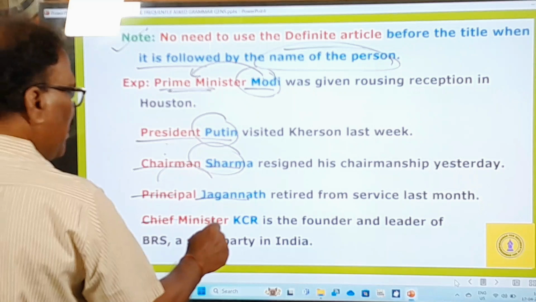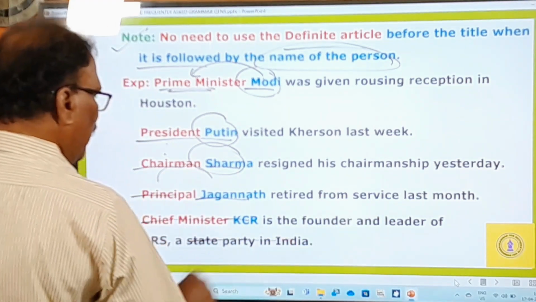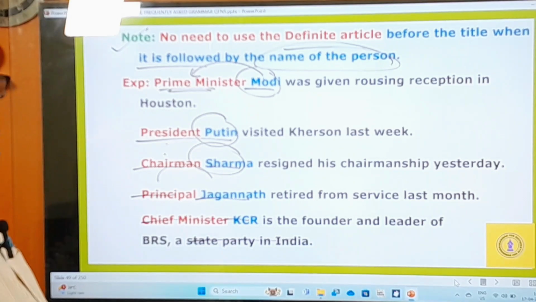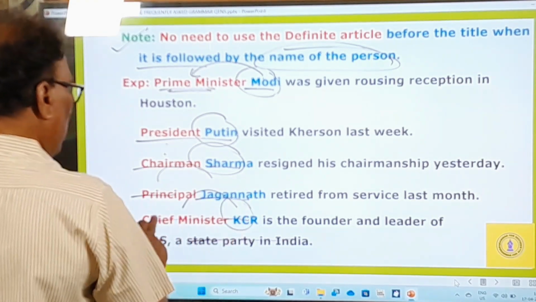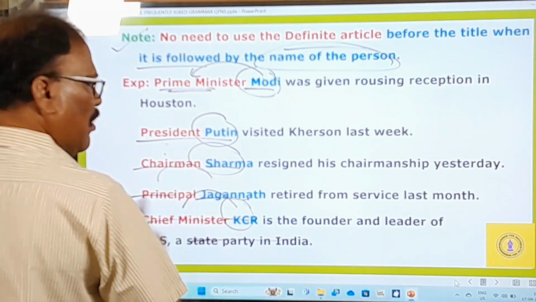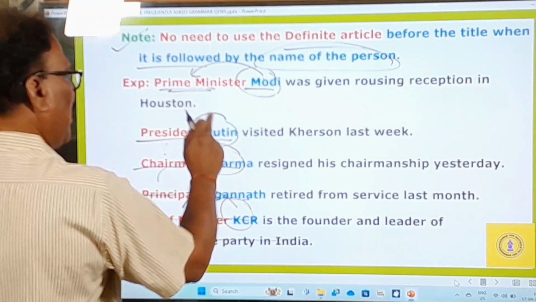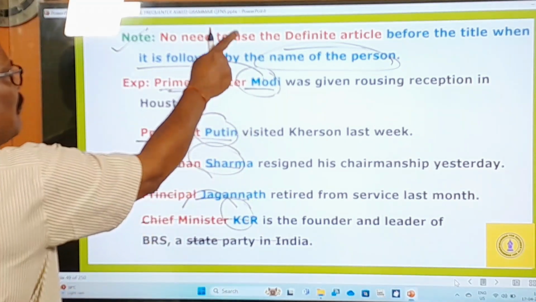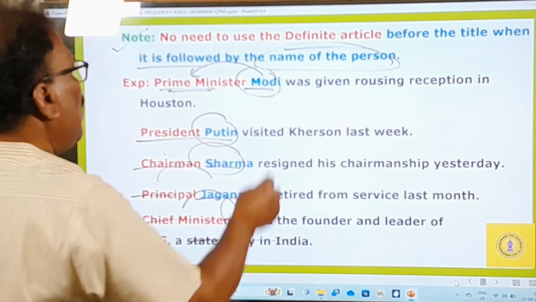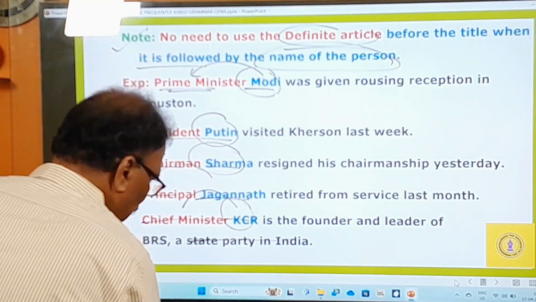And here Chief Minister KCR is the founder and leader of BRS, a state party in India. Chief Minister KCR, the name is there. That's why you cannot say the Chief Minister KCR, no. The Principal Jagannath, no. The Chairman Sharma, the President Putin, no. When the names are there, don't use any article. Don't use the definite article. Please keep this rule in your mind. And now let's move on to learn other things.